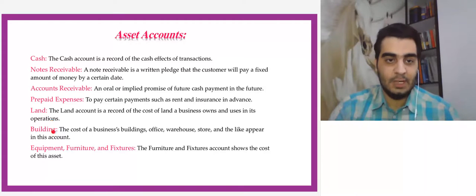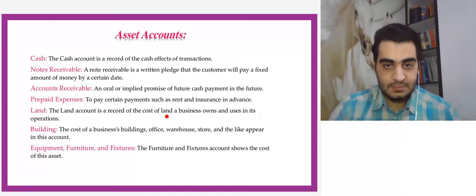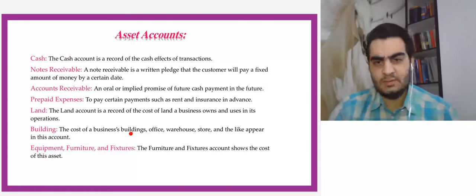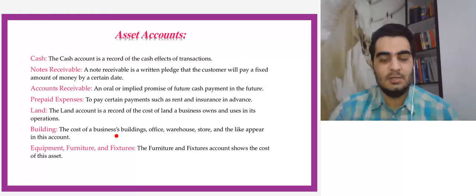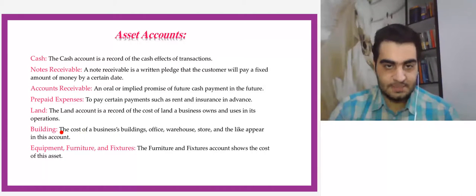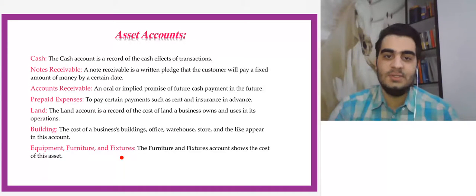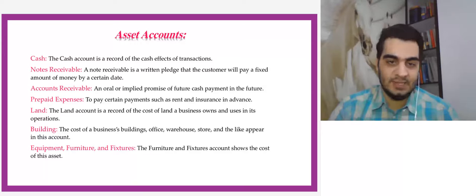The next three are land, building, and equipment, furniture, and fixtures. These accounts show the cost of them. For land, it's a record that shows the cost of our land. For building, it shows the business building. It could be an office, a warehouse, a store, it doesn't really matter. But we need to understand that these accounts show their cost. And the last one, equipment, furniture, and fixtures, is the same. It shows the cost of these assets.